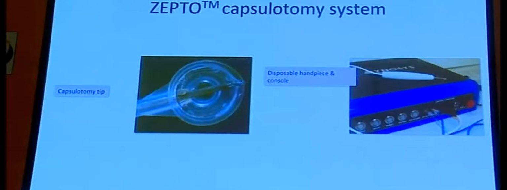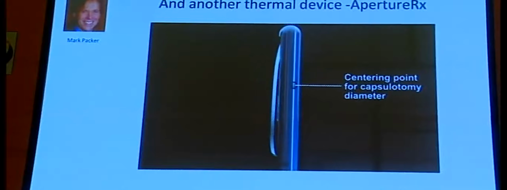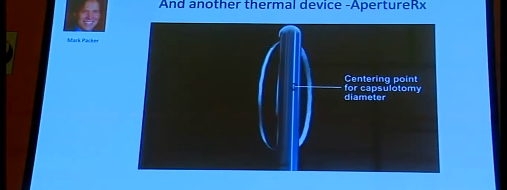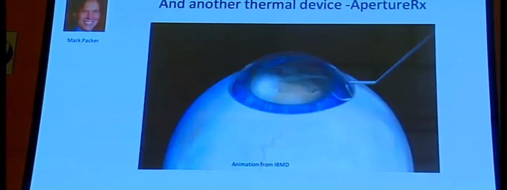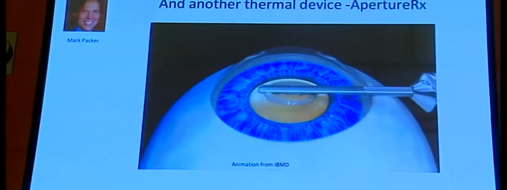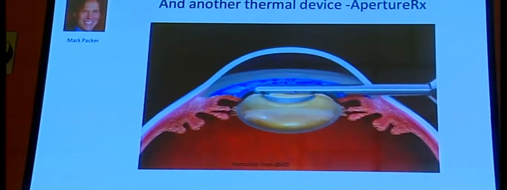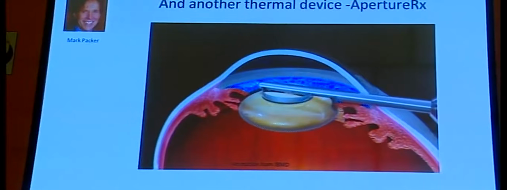Now this is a capsulotomy system I've already explained to you, and there's another device after Zepto which is again in the pipeline and is expected to come in the near future, and this is Aperture Rx. Now this is a very interesting device. You have to fill up the chamber with viscoelastic and introduce this Aperture Rx through the main opening. The ring opens up, in a microsecond you apply this heat energy or pulse, and it makes a capsulotomy.